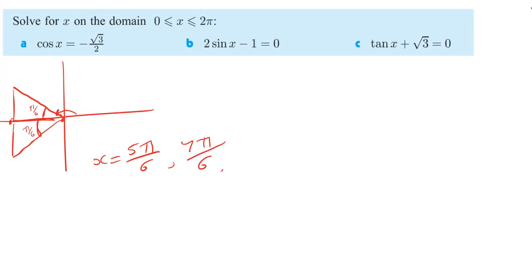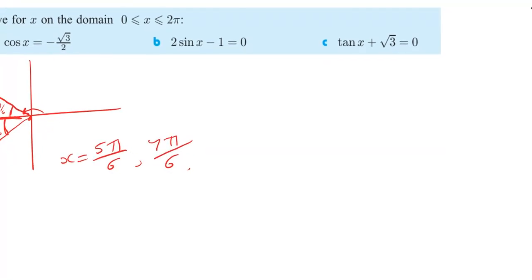Right, for B, it's similar in style. We could very easily rearrange this function to be sine x is equal to a half by adding 1 to both sides and then dividing by 2. So sine of x is going to be like our y coordinate, right? So imagine we've got a half there, look, as our y coordinate in our unit circle. That is going to happen in 2 different places, isn't it, right? We've got an angle of theta that is in the first quadrant and again in the second quadrant there, right?